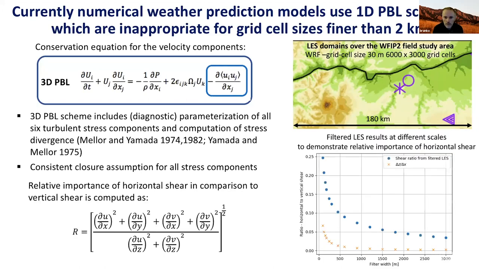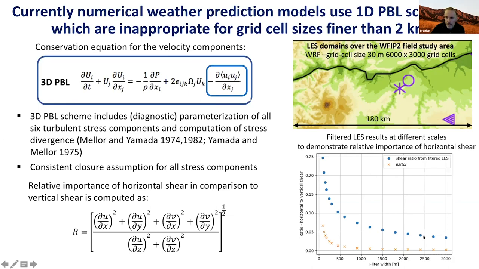And this closure has consistent closure assumptions, with no assumptions of horizontal homogeneity. To demonstrate the importance of capturing horizontal stresses and gradients, we carried out a larger simulation of a WFIP domain at 108 kilometer domain size and 30 meter resolution, and then filtered that LES at different scales, from 3,000 meters down to a few hundred meters, and computed the ratio of horizontal shear to vertical shear.